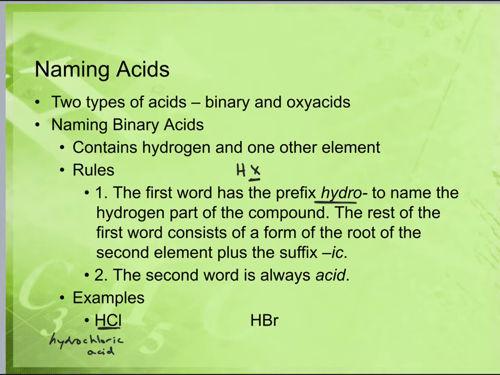So this one here, HBr, follows our simple binary acid setup. So we're going to start this with hydro. Prefix is always hydro. Then the root of bromine, brom, suffix "ic", acid. Hydrobromic acid is how we name that. So that's how we name binary acids. Pretty simple.